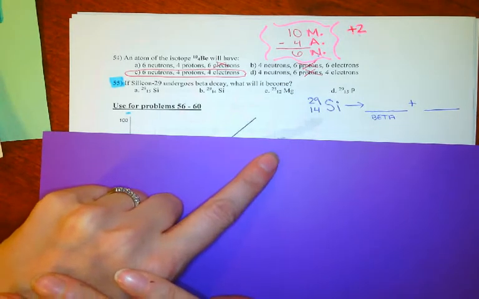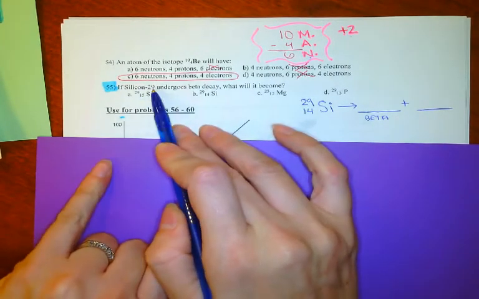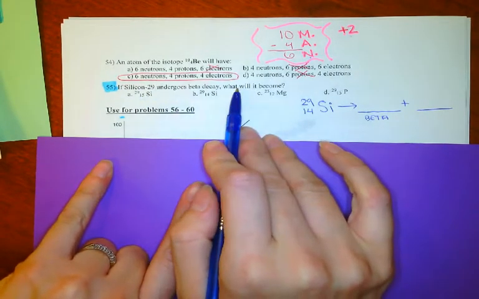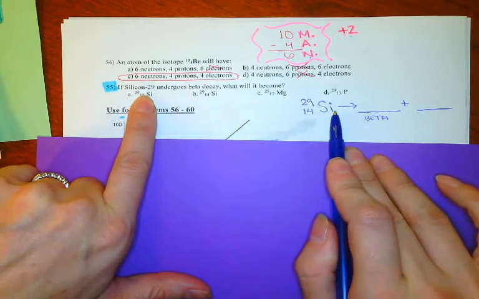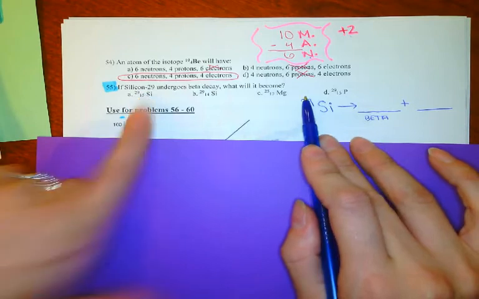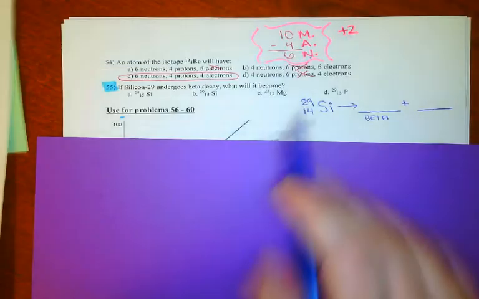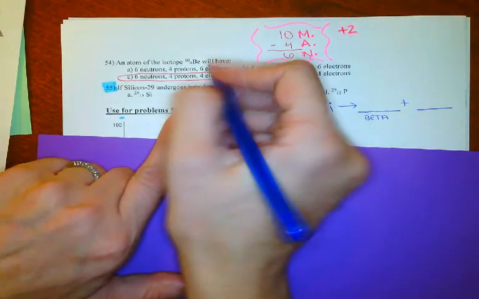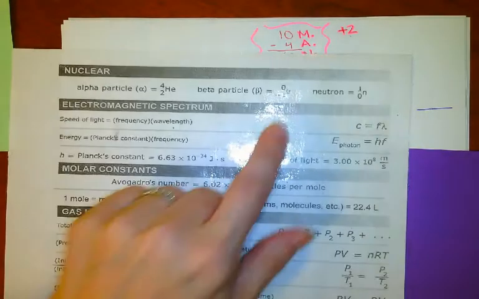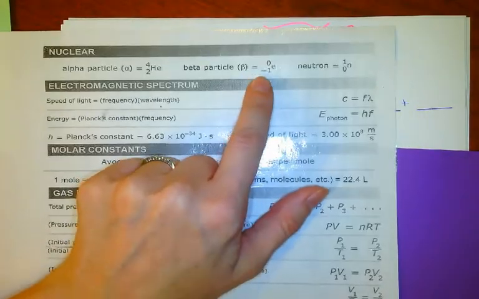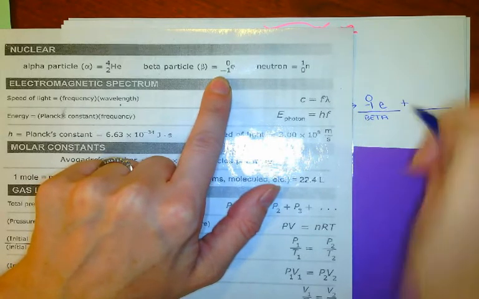All right, 55 is a lot like the one we just did, carbon 14. It says if silicon-29 undergoes beta decay, what will it become? So I wrote silicon-29 in isotopic notation, where it's silicon with a mass of 29, and silicon has 14 protons, so I put 14 on the bottom. And it's going to undergo beta decay, so I'm going to look at the back of my periodic table, and it's going to tell me that a beta particle is 0, -1 e.